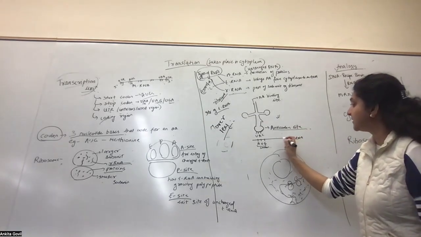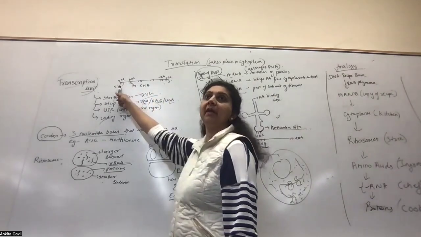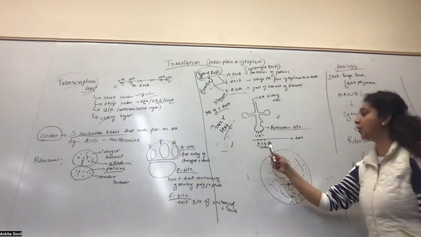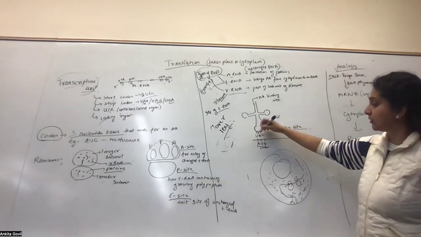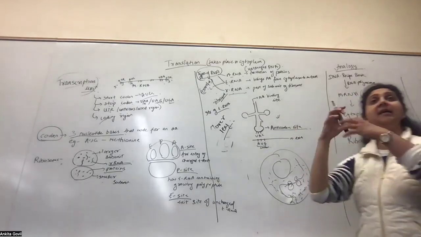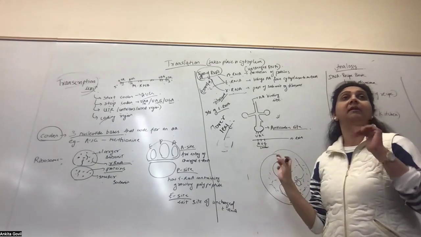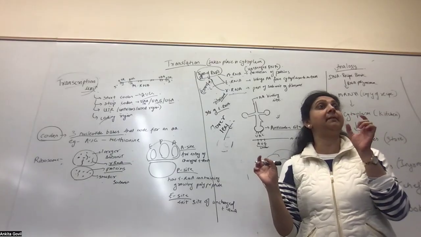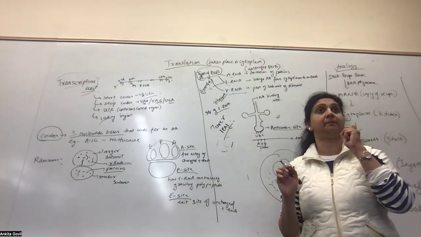So if this is the mRNA, and it has this codon AUG. Now this is the codon. Now the amino acid has to be brought here. Now this codon is the code for methionine amino acid. So it is giving a call to methionine amino acid.